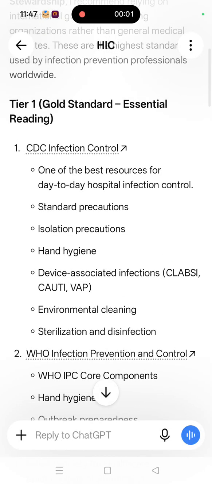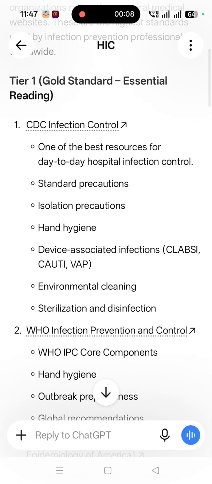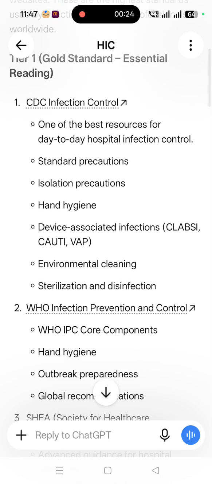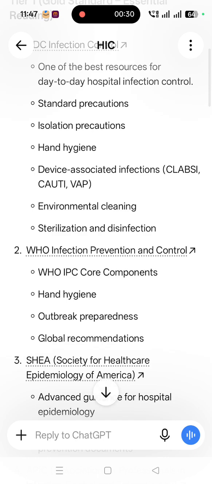So for hospital infection control, many times we don't know what references we should check, and from where we should study the standard gold standard reading. So for tier 1 gold standard or essential reading, you should go for CDC infection control, one of the best resources for day to day hospital infection control.